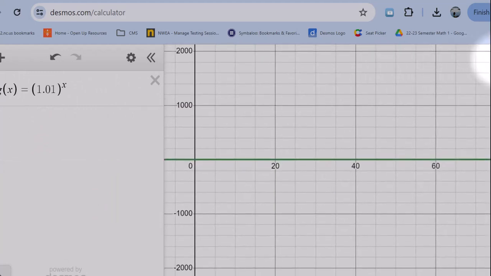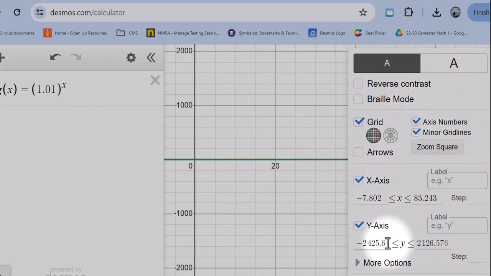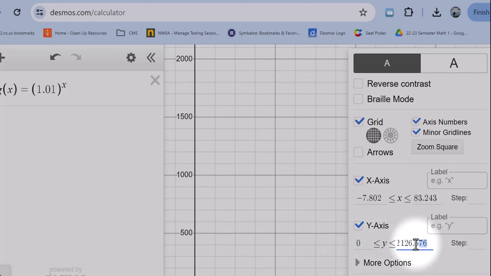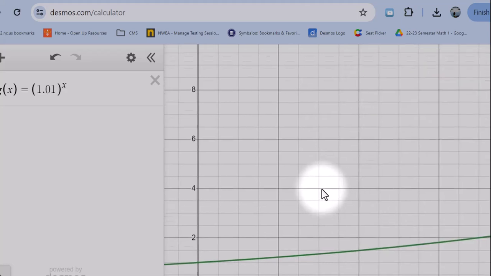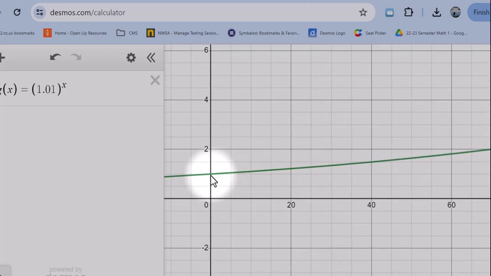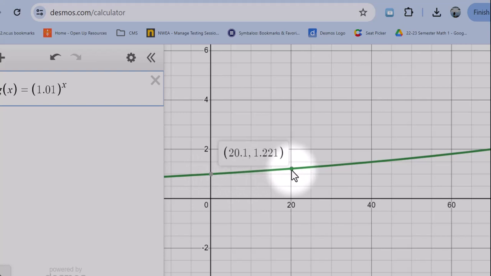I think I'm going too far up on the y-axis, so let me change that. Go from 0 to 10, so I can see that a little bit better. All right, there's 1.01. Slide up to 0. There we go. Now we're going to move up to 20.